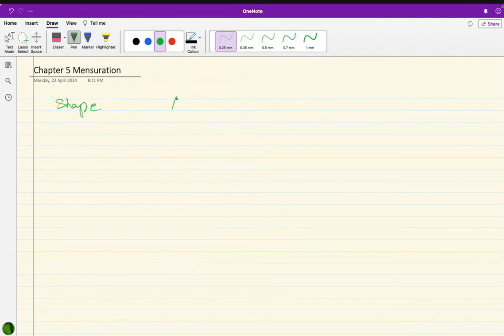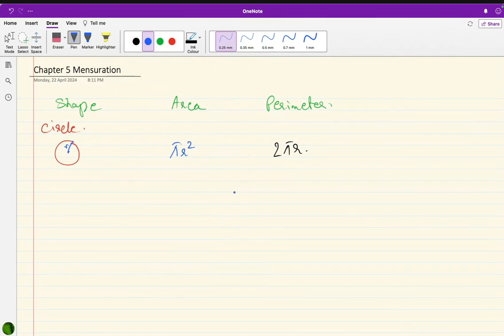Shape, area, perimeter. So if I say circle, what is the formula for circle? Area, pi r square. And perimeter is 2 pi r. So this is the radius and we use this formula.